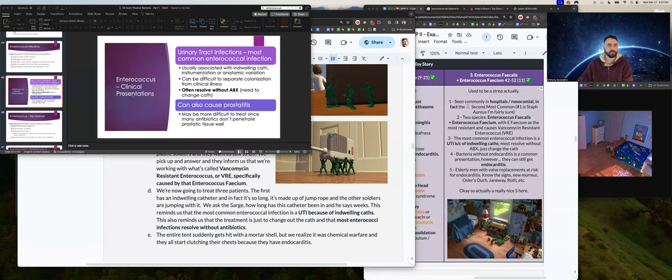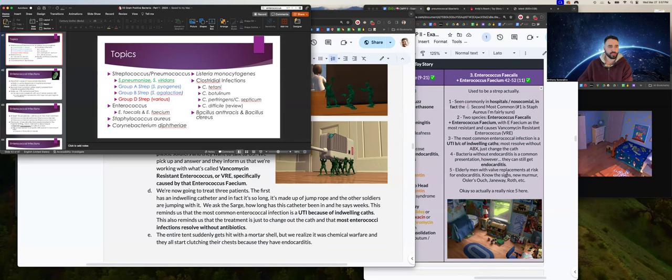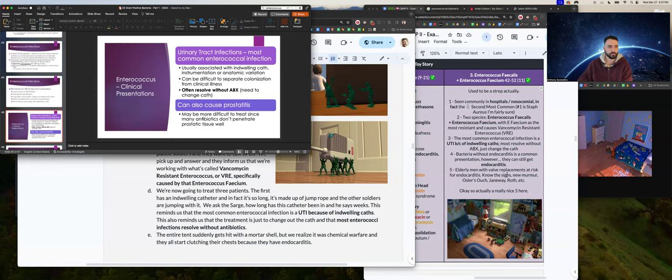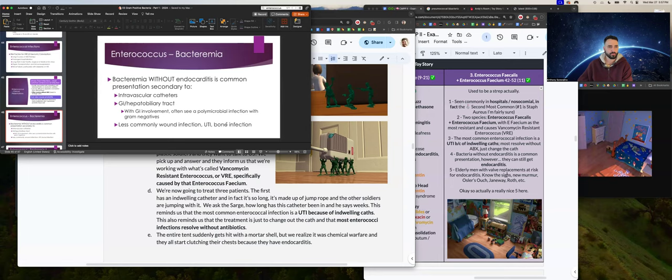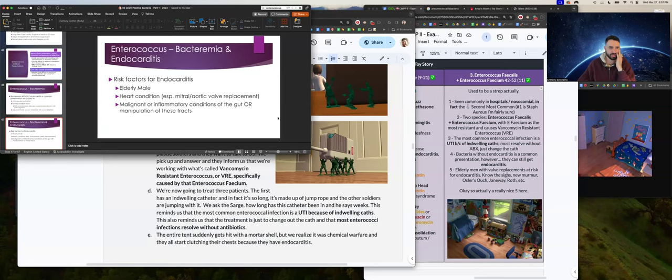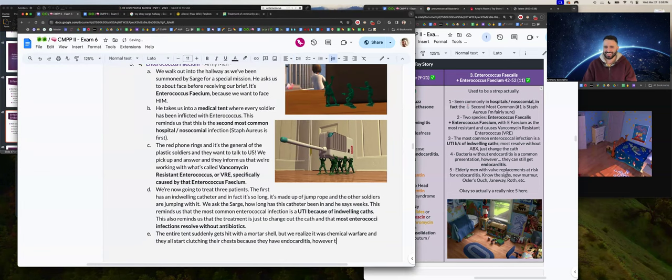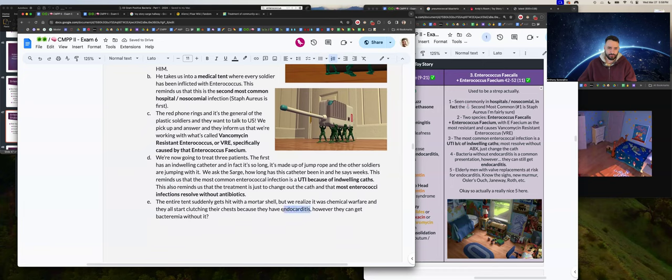But there's a big thing here that says bacteremia without endocarditis. But then the next slide is risk factors for endocarditis. Okay. So they have endocarditis. However, they can get bacteremia without it. I guess that's not common. This one's a little bit off the rails.